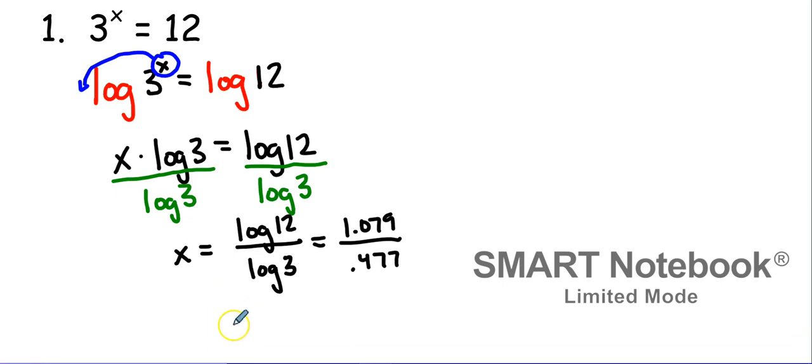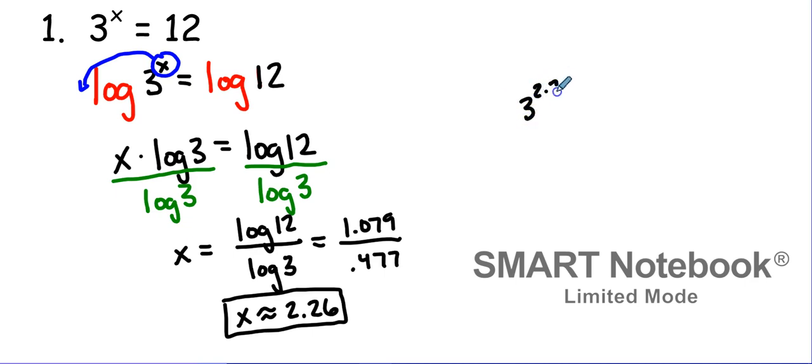Take it one step further, and we get x equals about 2.26, which is right around what we thought. So in other words, we just figured out that 3 to the 2.26 is about 12.